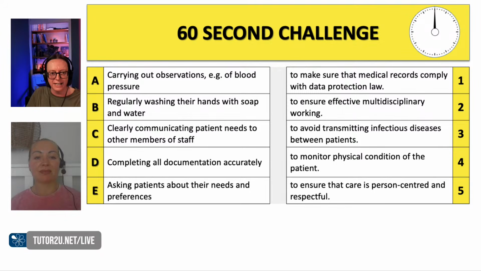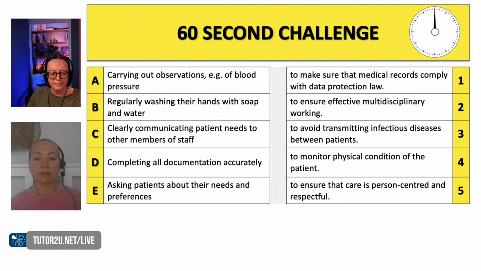they've got it right. So I have just randomly selected Sir Ruby, who says A, carrying out observations, example of blood pressure links to 3. That's not correct. I think B, regularly washing hands with soap and water links to 3 to avoid transmitting infectious diseases between patients. Okay, let me see if I can select someone else to have a check.